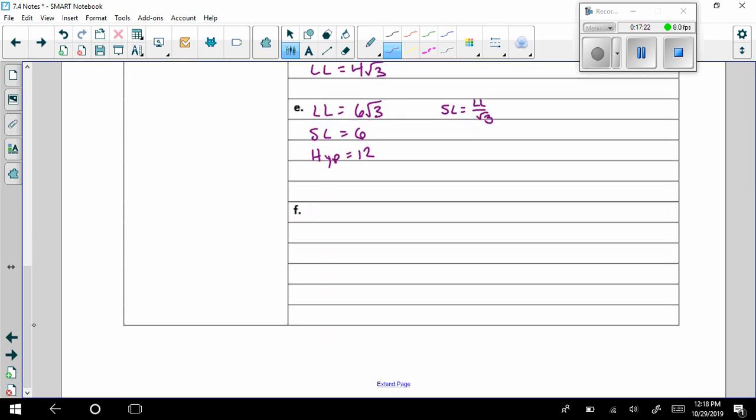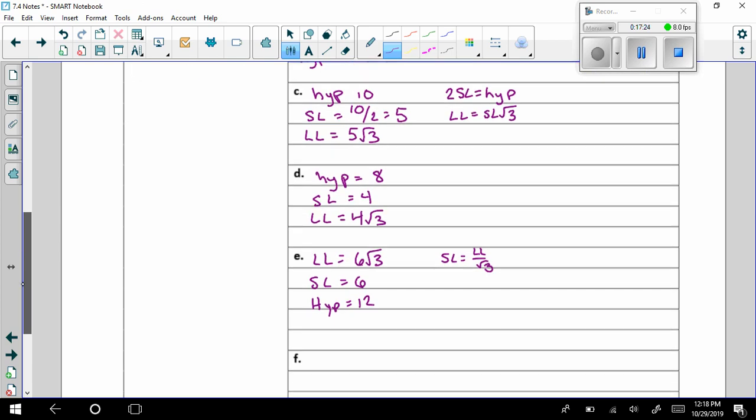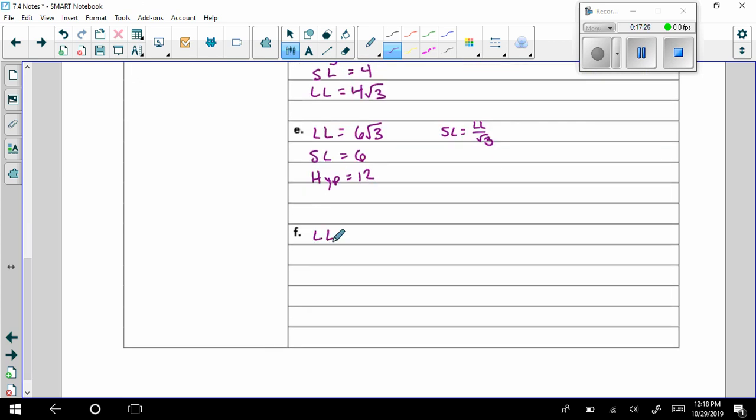Last one, again with the long leg. So doing that one more time, it's 10 root 3. All right, so we go to our short leg. It's always easiest to go from whatever you're given to your short leg, because both the long leg and the hypotenuse have a relationship with that. Your short leg is divided by root 3, so your short leg is just 10. And then your hypotenuse is double that, so in this particular case, it's 20.